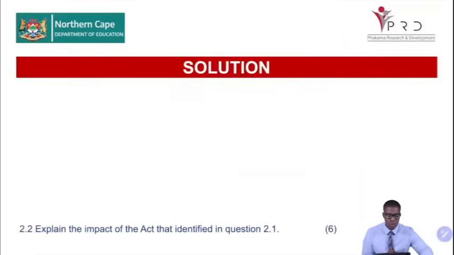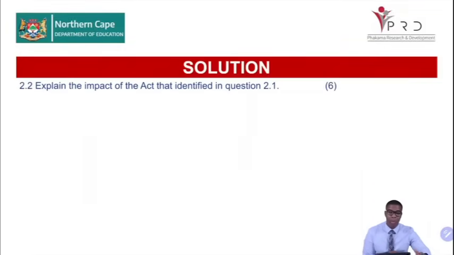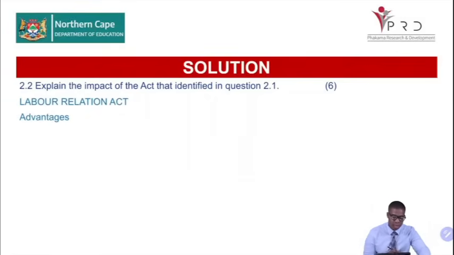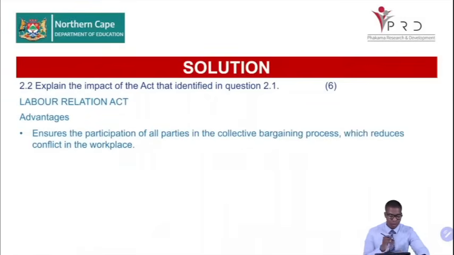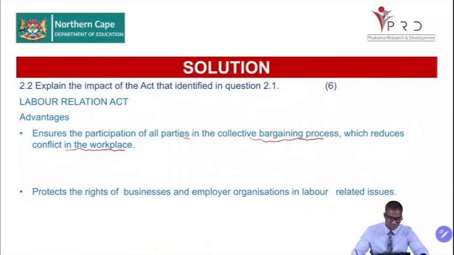Now we jump to 2.2, where we talk about explaining the impact of the act that was identified in question 2.1. Let's start with the first one, Labor Relations Act. Number 1, the advantage of Labor Relations Act, it ensures the participation of all parties in collective bargaining processes, which reduces conflict in the workplace. So all trade unions will be called and all employers association will be called.